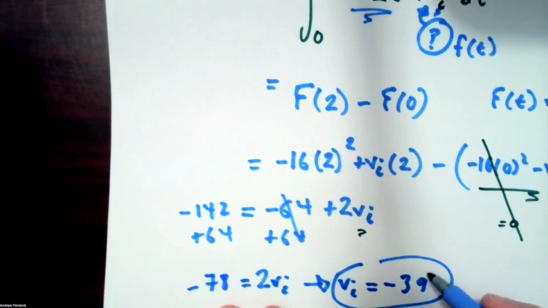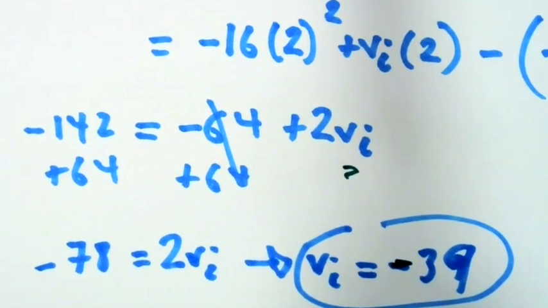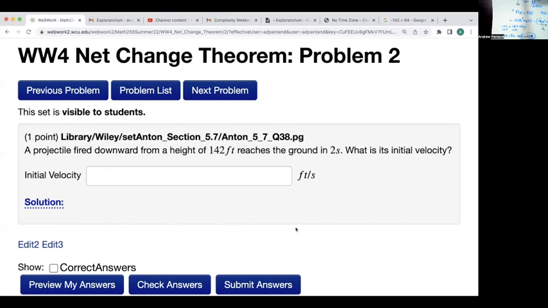Now, as a reality check, this number should definitely be negative. The reason is, if we go back to the initial problem, what we see is that the ball is moving downward and it fell. So anytime you have a ball that's moving downward and reaching the ground, you're going to have a negative velocity.